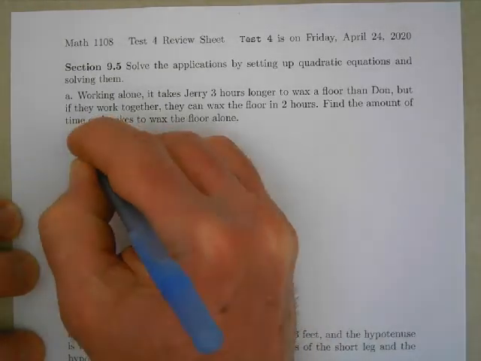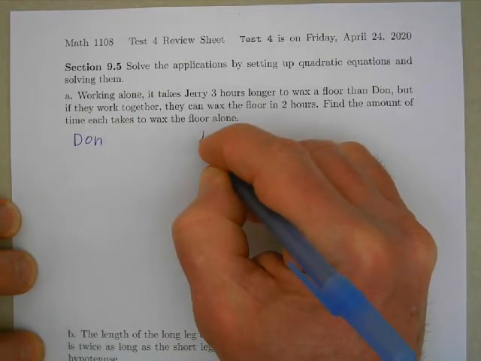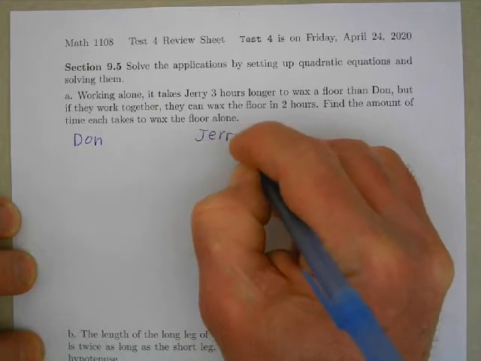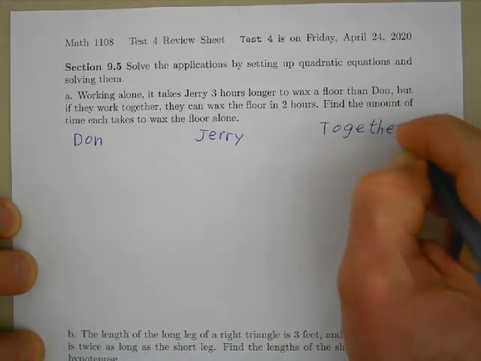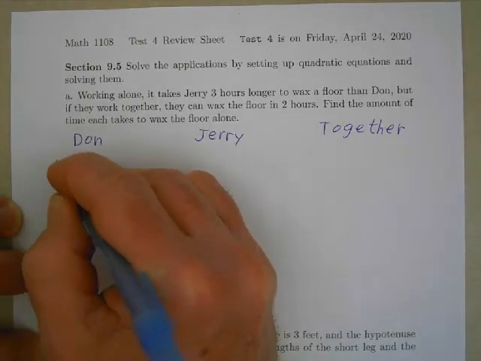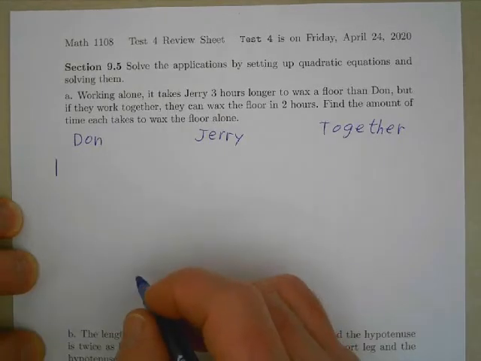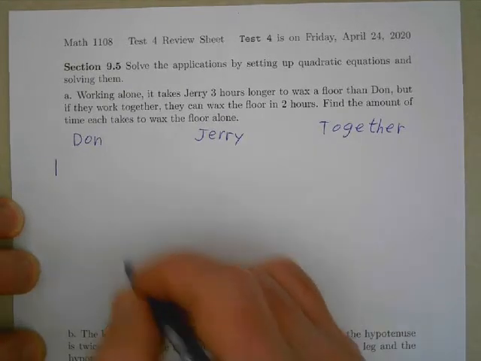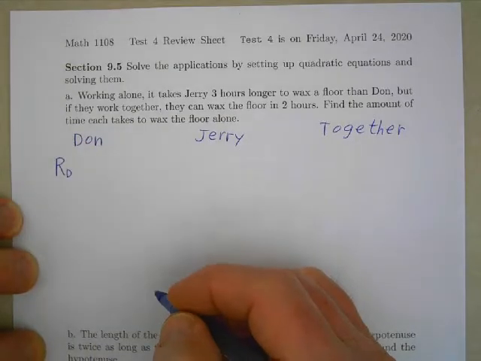Okay, so there's 3 scenarios described. Don could work by himself, Jerry could work by himself, or they could work together. We're told that Jerry takes 3 hours longer than Don. So for each of the 3 situations, I'm going to write an equation that has the form rate times time equals 1, where 1 represents the job that they're doing.